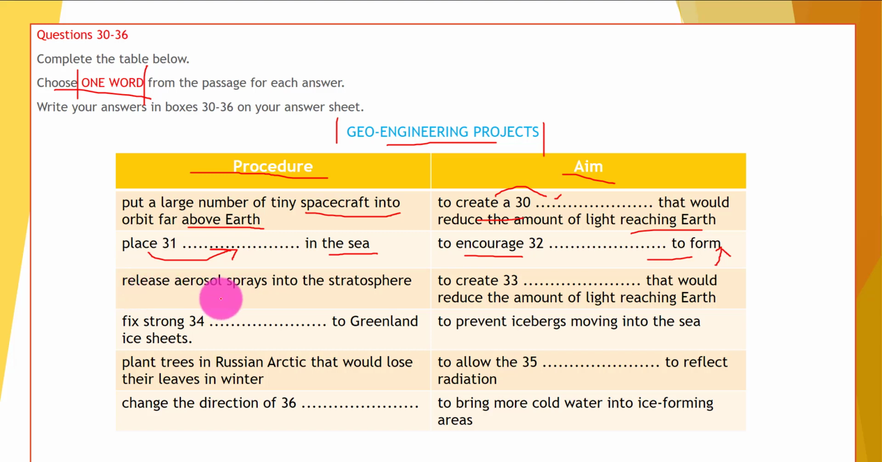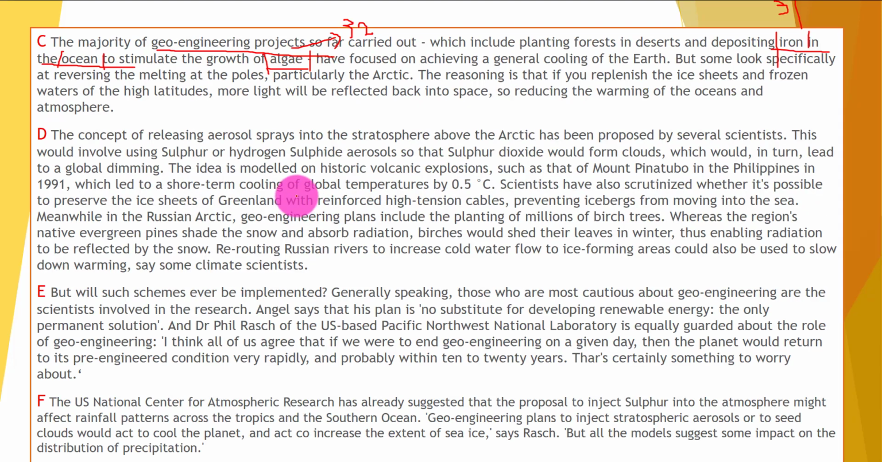Release aerosol sprays into the stratosphere. Okay, we choose our keywords: to create something again that would reduce the amount of light reaching Earth. I'm going to look for aerosol sprays in the passage. Okay, let's go back and continue reading. I'm just going to read by my eyes.